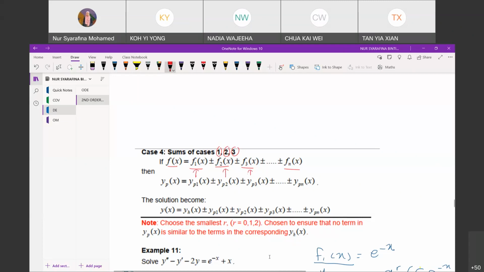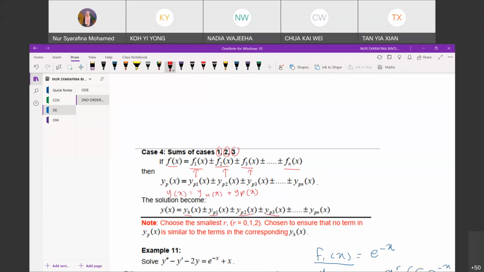Okay. Next, the solution, of course, you should have y(x) equals yH plus yP. And since yP equals yP1 plus yP2 plus yP3, then it is yH plus yP1 plus yP2 plus yP3 up until plus yPn. So that is how you find the solution of this kind of case.